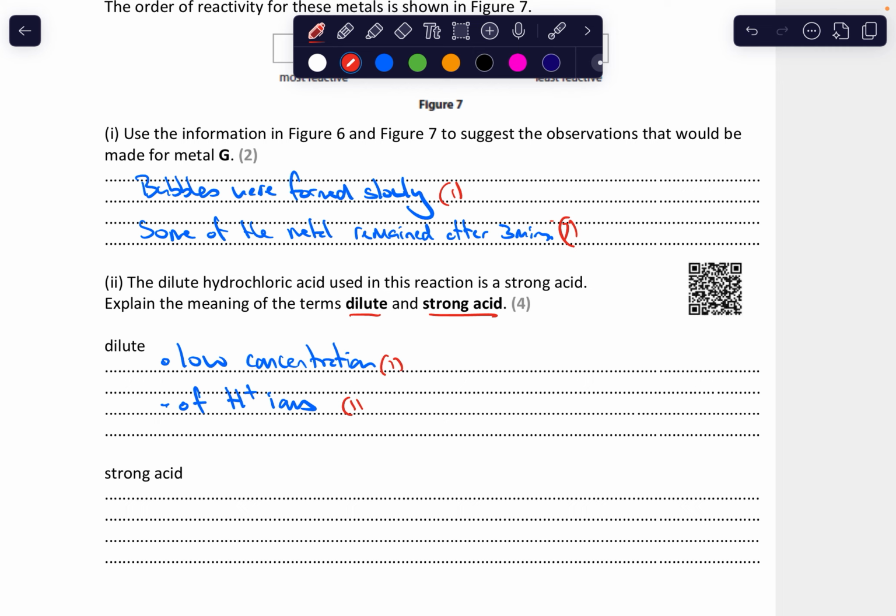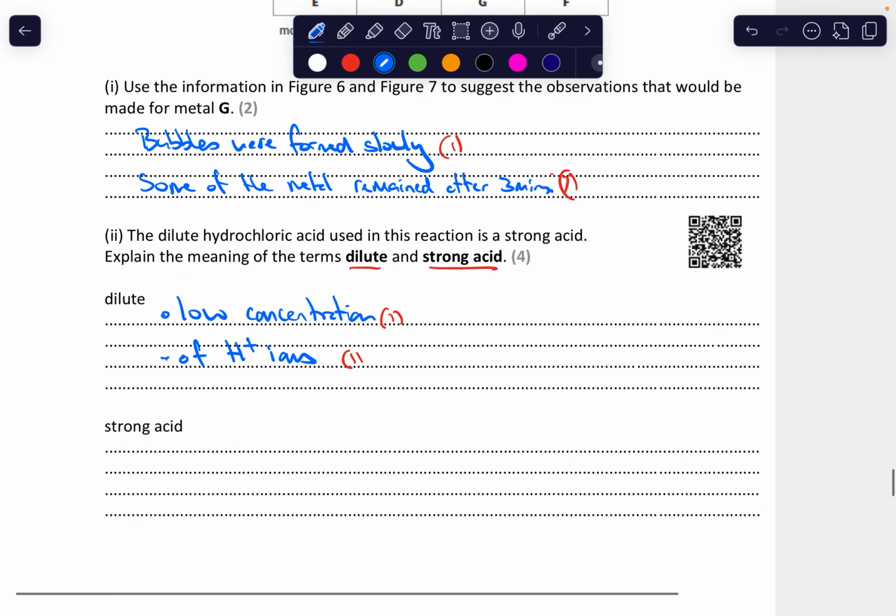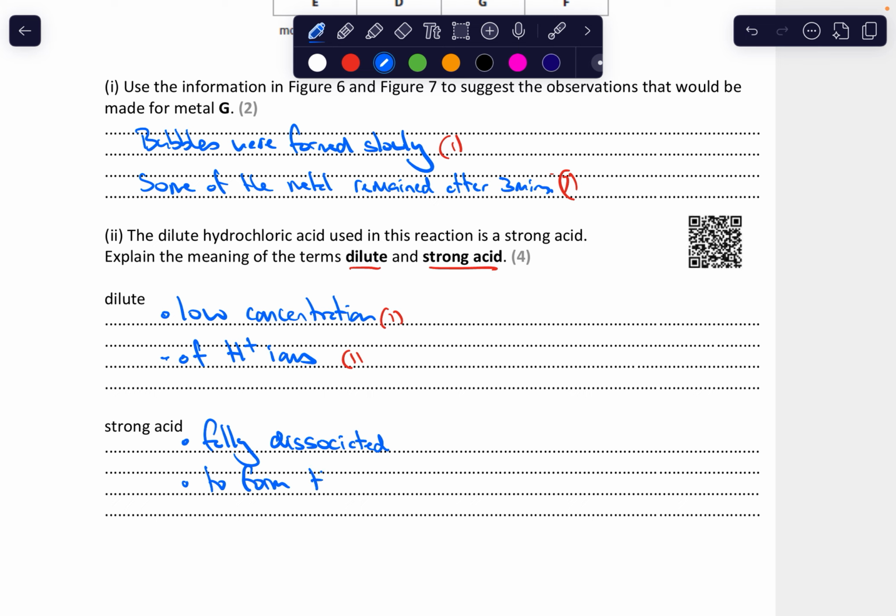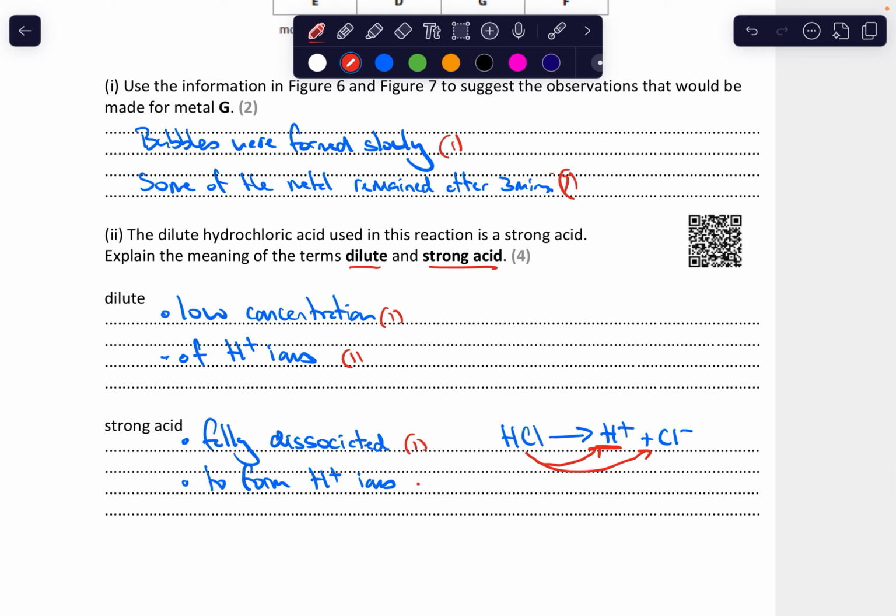And then define what is a strong acid. Strong acids are acids that are fully dissociated to form hydrogen ions. So what that means is HCl is a strong acid, and when it dissociates, it fully dissociates, so we end up with all of this becoming hydrogen ions. We also get the chloride ions, but it's the hydrogen ions that are important. And again, marks wise, 1 mark for each of those 2 points in there.